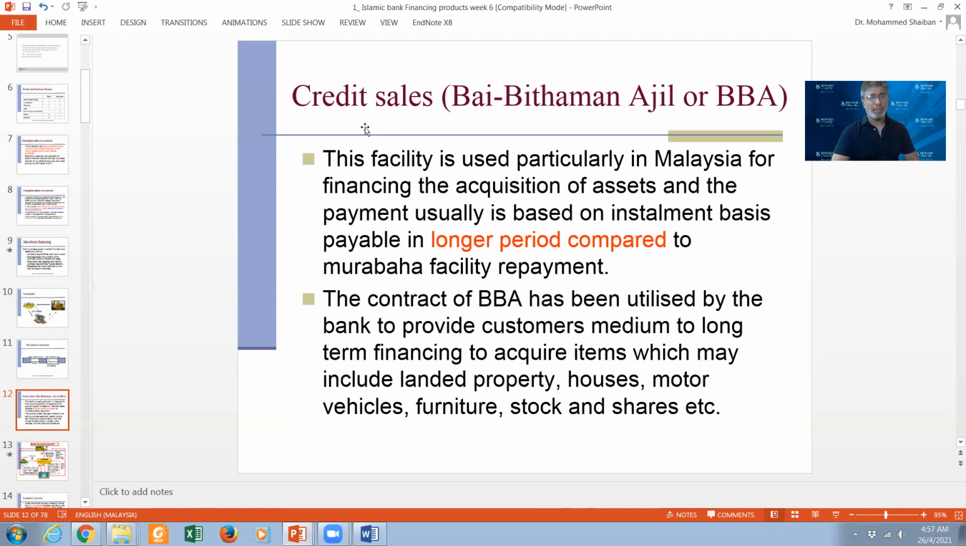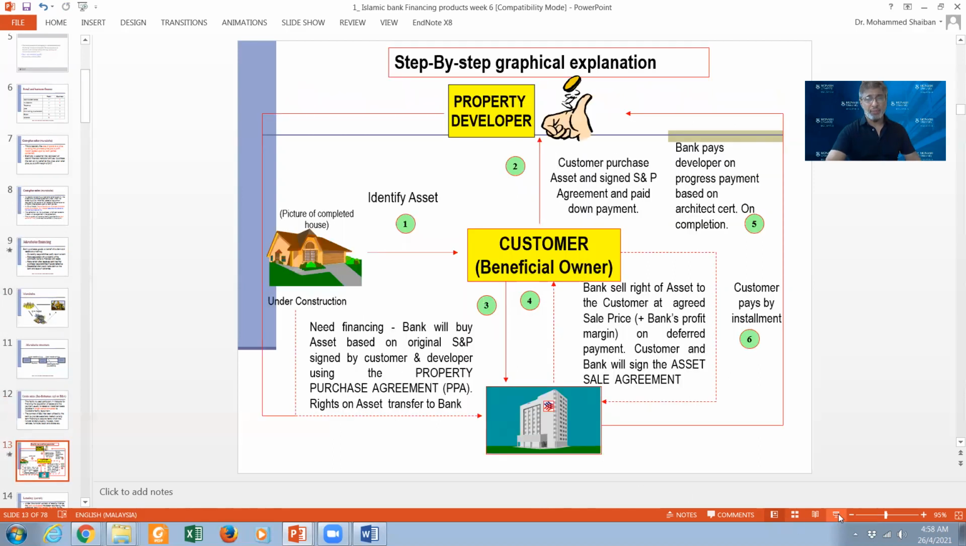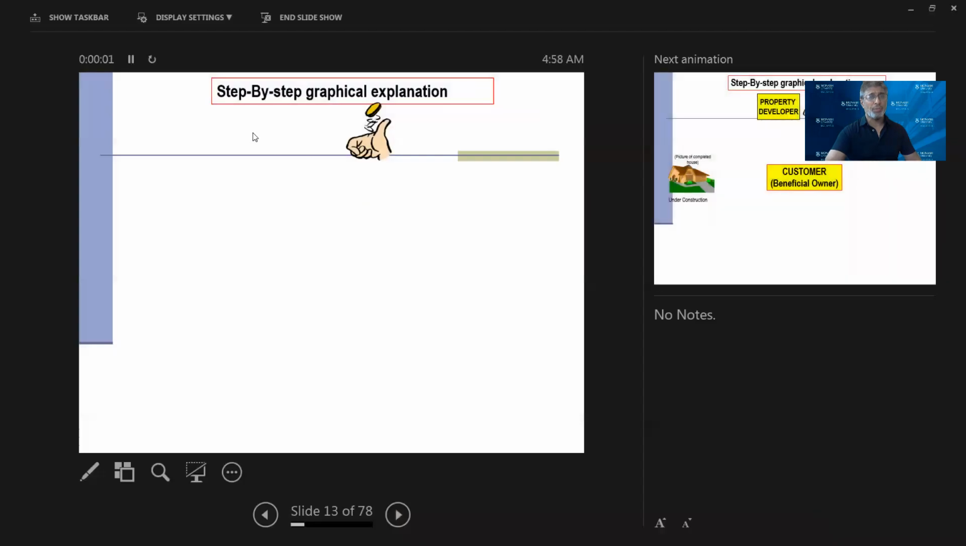So in this case, for example, if I want to buy a house, what we do is I will buy a house and they will pay to the conventional bank, will pay to the contractor. Now the contractor will apply for a loan, and the loan will be transferred to the contractor in two or three payments. Then the asset will be transferred to me and I have to pay it for the next 20 years. Here, the case is different, and let me show you how it works. Now, this is how Islamic banks work.